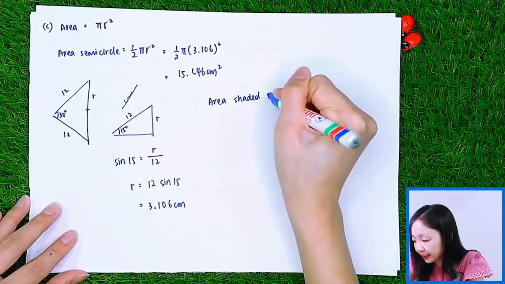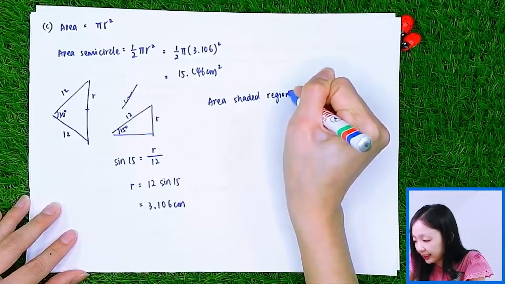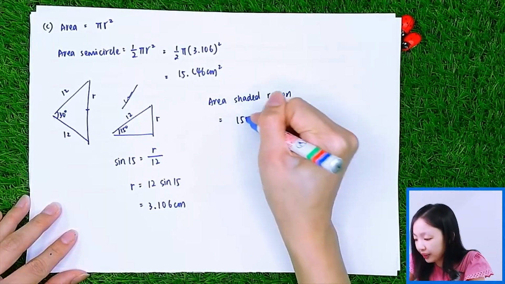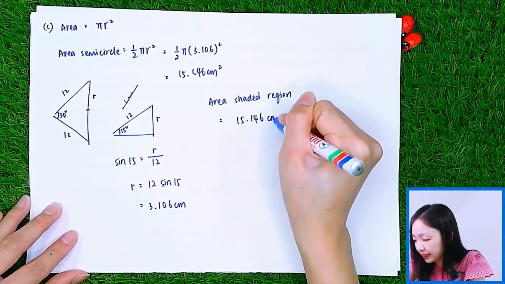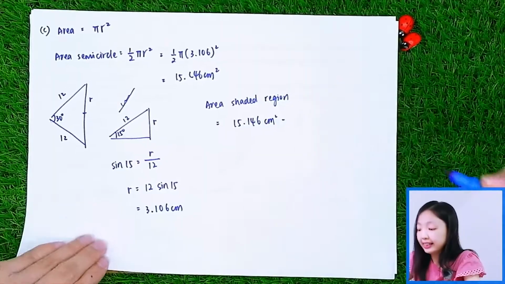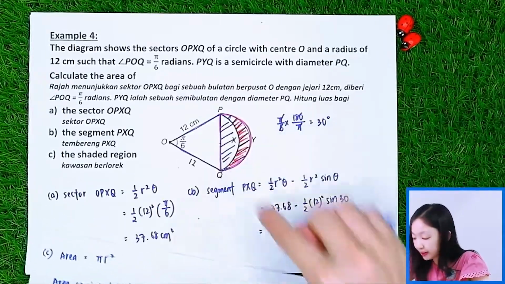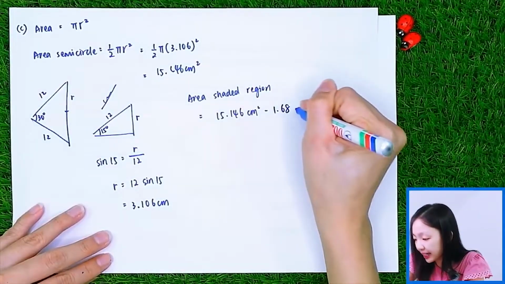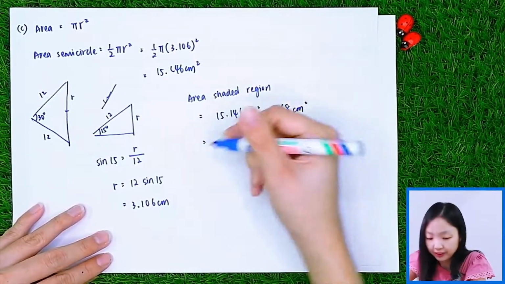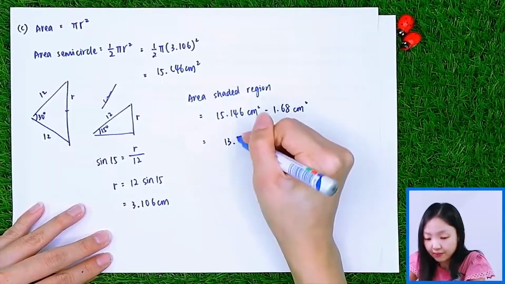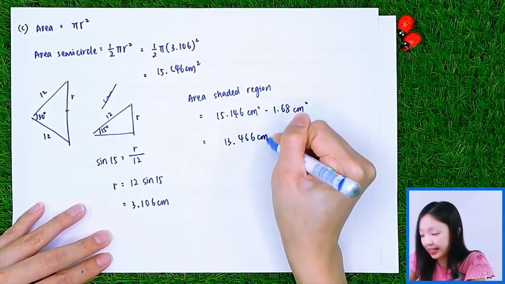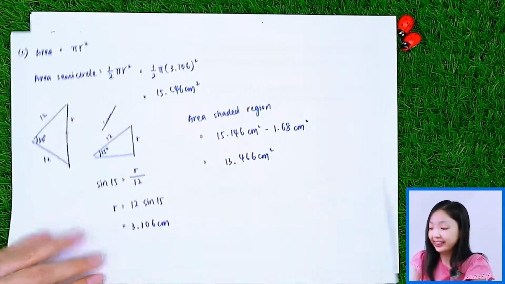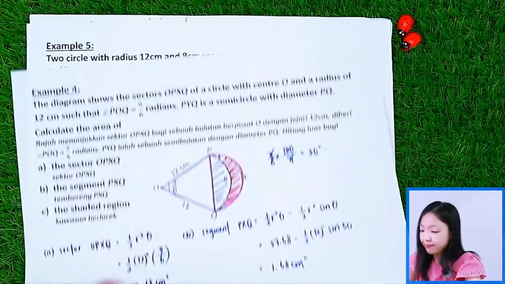Area of the shaded region is equal to 15.164 cm squared minus the area of the segment, which is 1.68 cm squared, which is my final answer, 13.466 cm squared. Okay, so now we go to example 5.